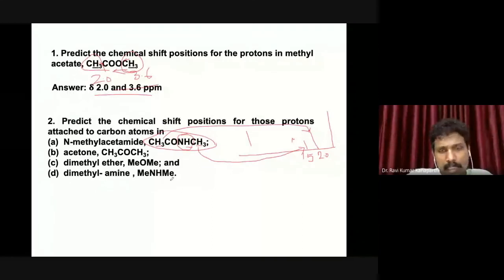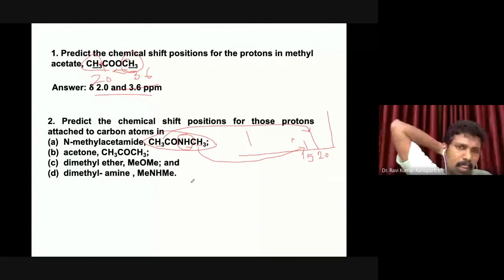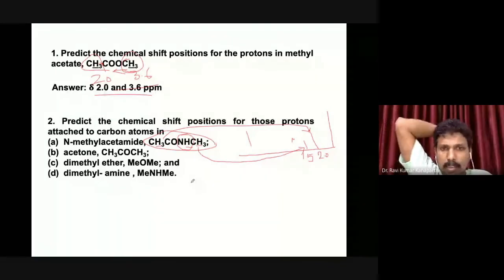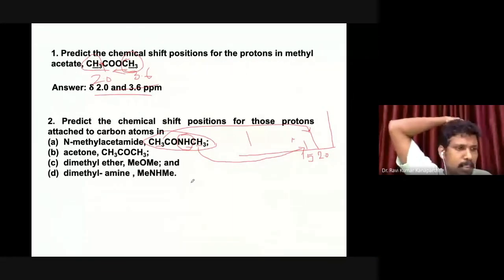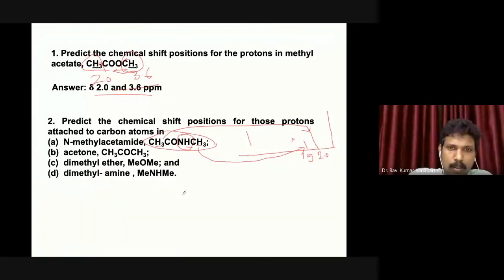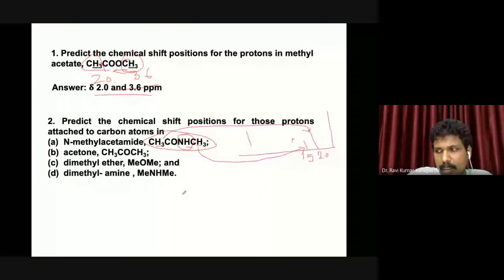Then the next compound, row number 2. Who is row number 2? Can you give approximate chemical shift values for the acetone NMR spectrum? Is anybody present or absent? Nobody is there. Okay, roll number 3. Roll number 4. Yes, sir. Who is this? Archana. Archana, tell me.